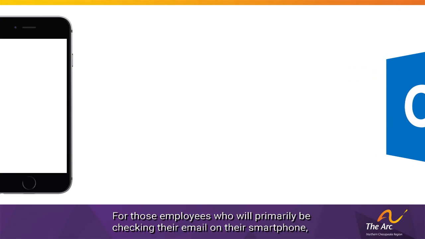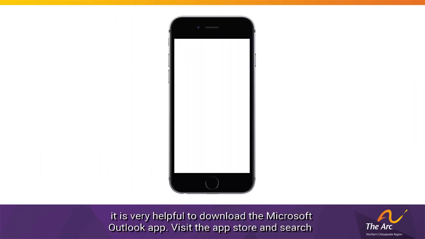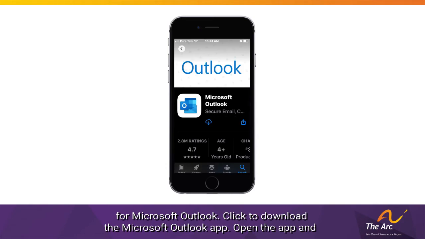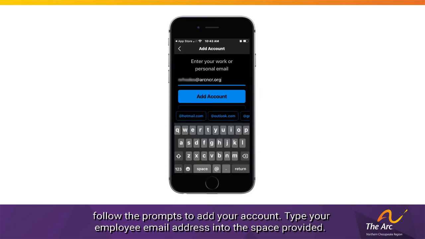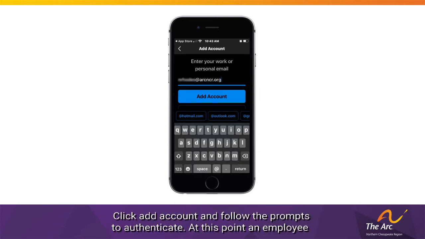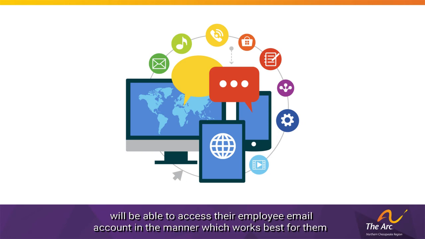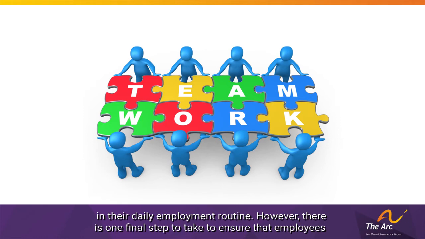For those employees who will primarily be checking their email on their smartphone, it is very helpful to download the Microsoft Outlook app. Visit the App Store and search for Microsoft Outlook. Click to download the Microsoft Outlook app, open the app, and follow the prompts to add your account. Type your employee email address into the space provided, click Add Account, and follow the prompts to authenticate. At this point, an employee will be able to access their employee email account in the manner which works best for them in their daily employment routine.